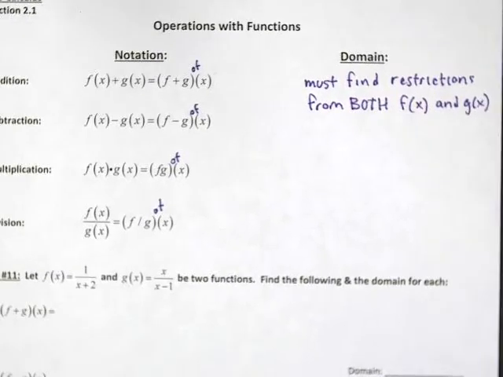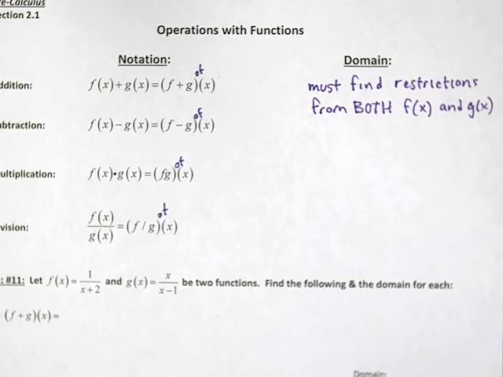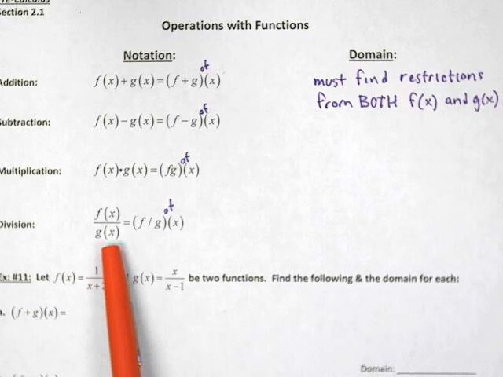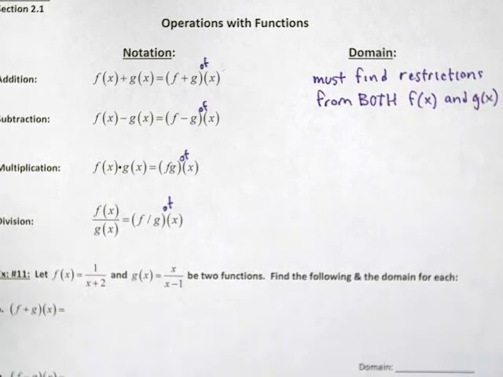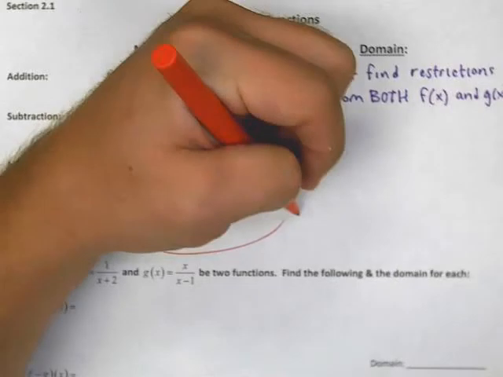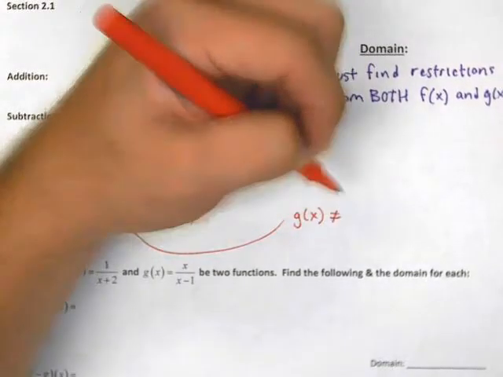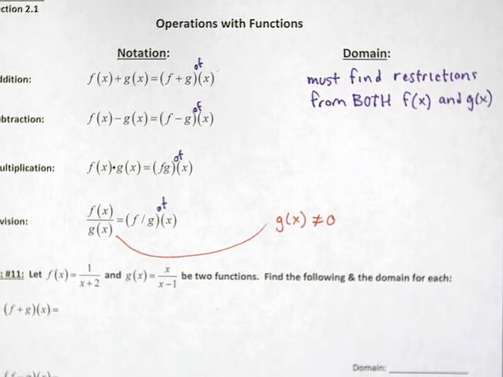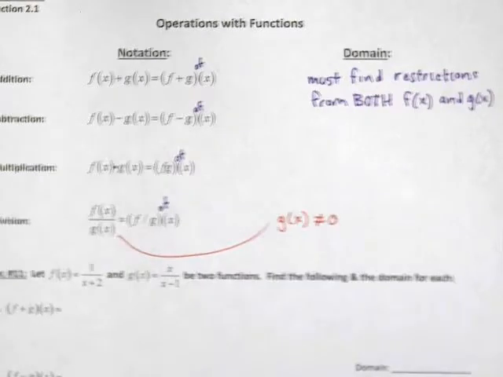Okay, so yes, we must find the restrictions from both f of x and g of x. Now there's one other thing that hopefully you guys might actually just be able to notice on your own. What's going on with division? We have this g of x in the denominator, and what do we know about denominators when we're looking for domains? We know that it cannot equal 0. So that's kind of a special case that I want you guys to keep in mind. All right? Okay. Let's get into some problems to see what is going on with this.